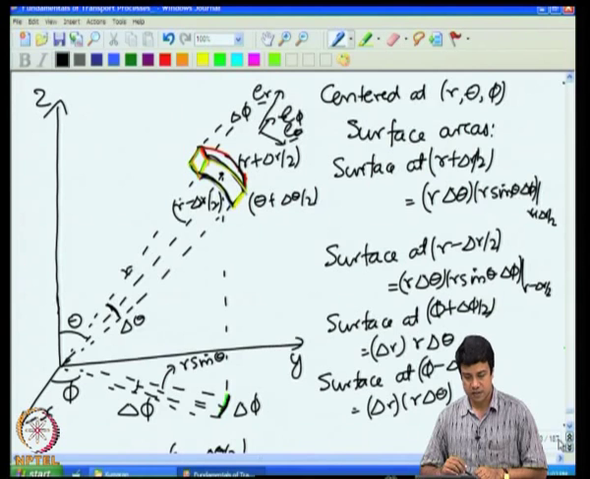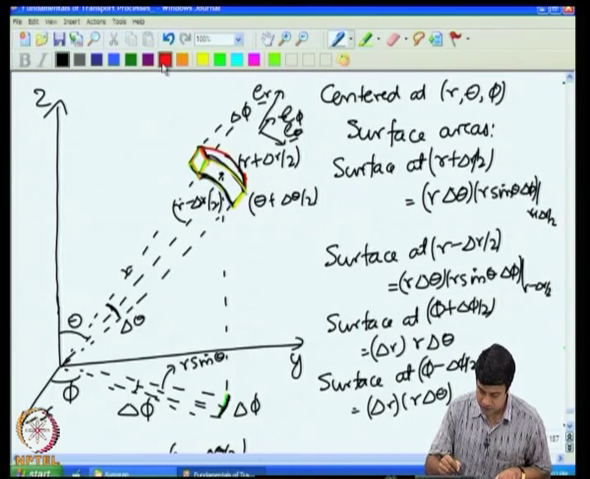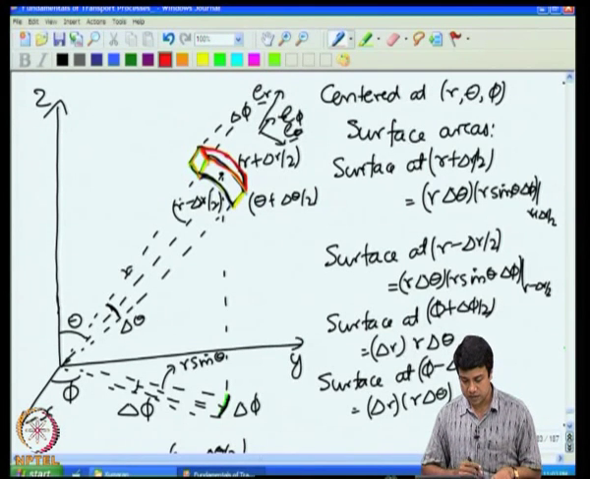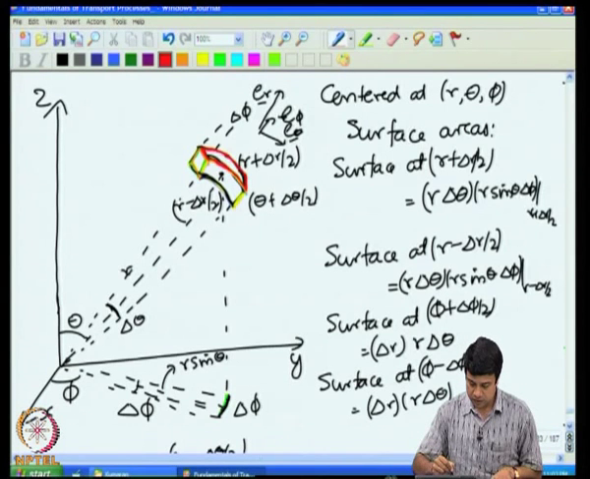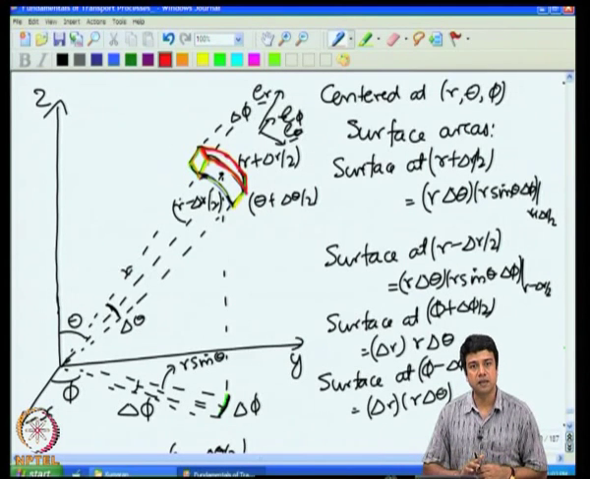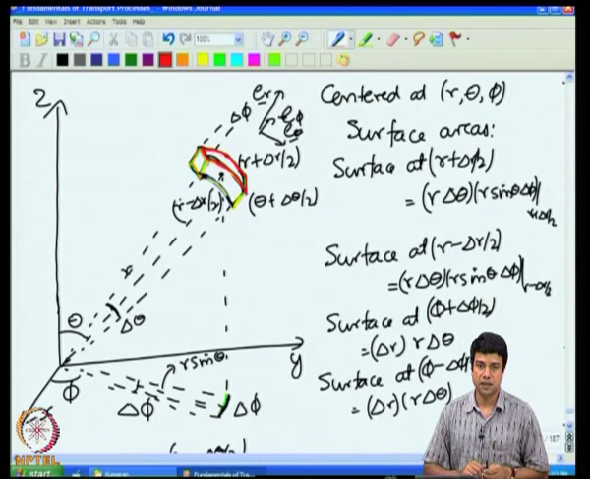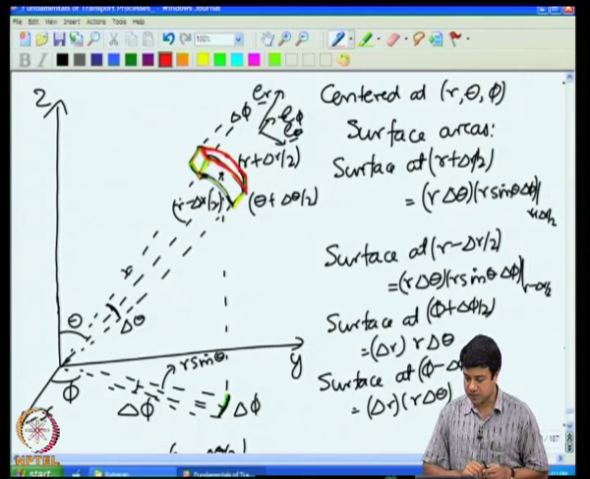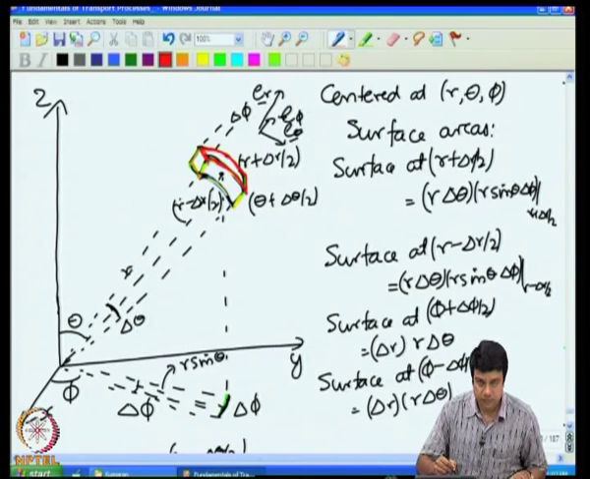So, for the surface at r and r plus delta r, which I showed you in the previous lecture, this is the surface at r plus delta r by 2. You get it by multiplying 2 lengths. One is this length, which is obtained by increasing theta by a value delta theta. So, the angle subtended is delta theta, but the length is actually equal to r times delta theta. So, for the surface area at r plus delta r by 2, it is equal to this length r times delta theta times this length.